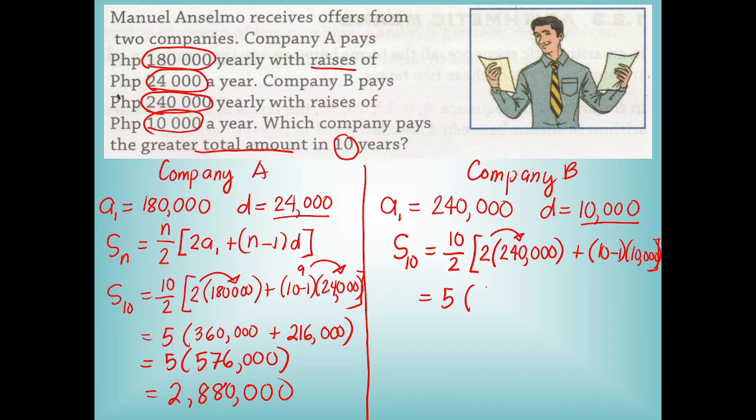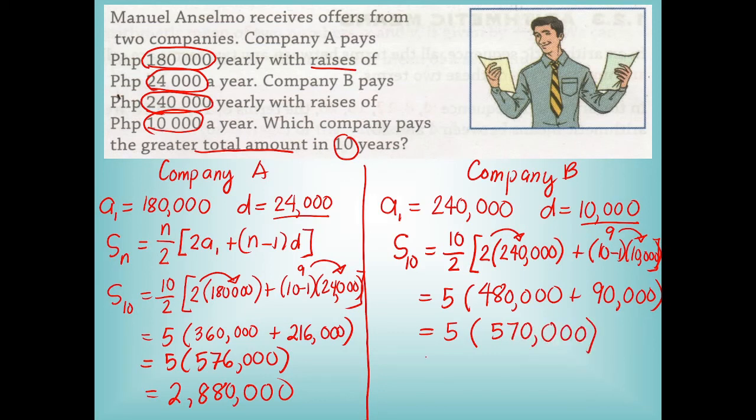480,000. This is 9. 9 times 10. 90,000. I-plus ni mo sa 480,000. 5. Multiply by 5. 570,000 multiply by 5. 2,850,000.